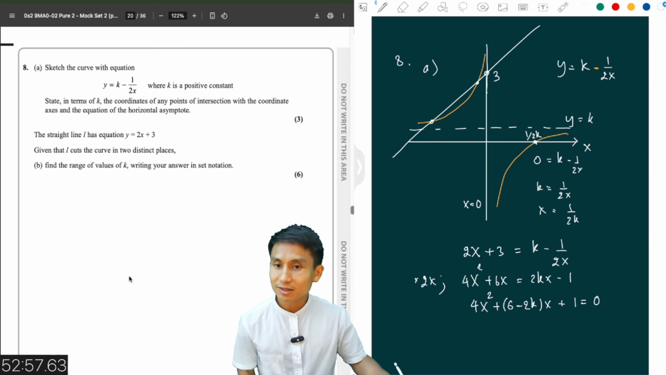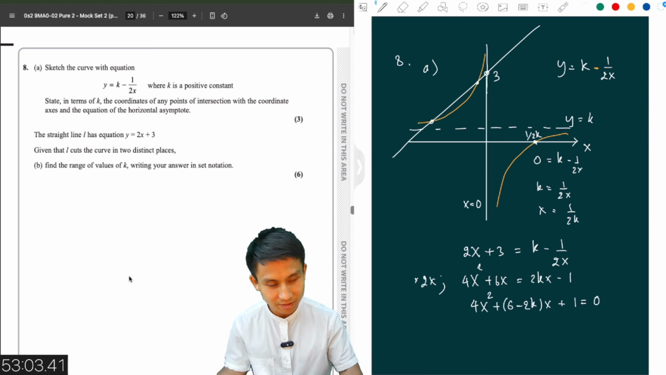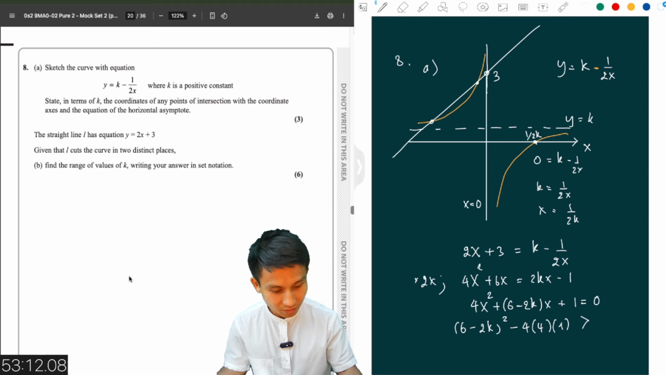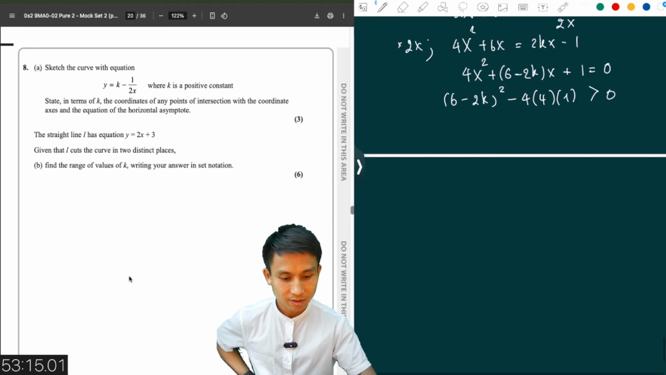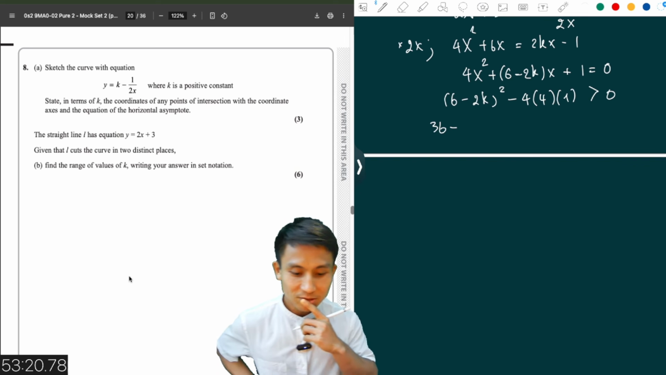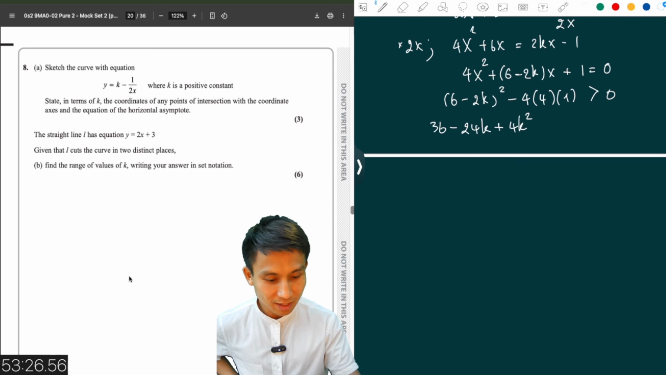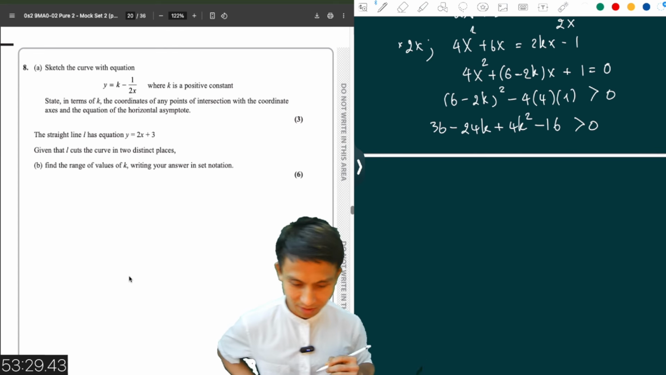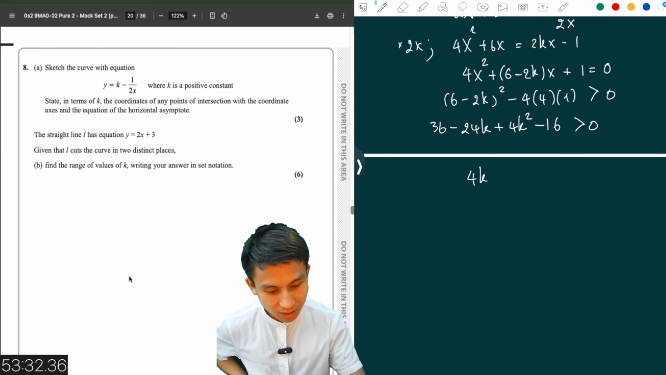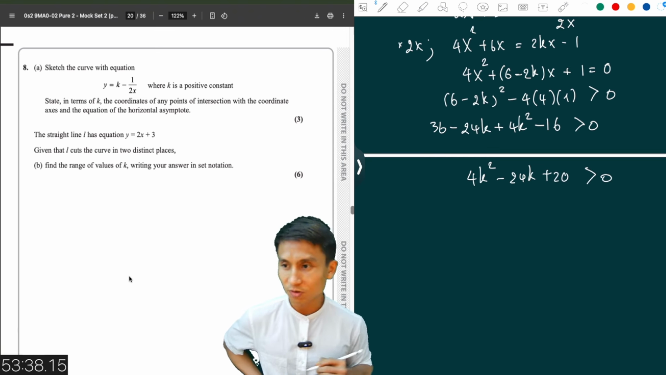Okay, and 2 distinct points. So the discriminant must be greater than 0, right? So b squared minus 4ac greater than 0, okay? Right, so expanding all that. We've got no choice, I guess. 36 minus 4 times 4 times 6, minus 24k plus 4k squared, and that's minus 16, greater than 0. And then we have here 4k squared minus 24k plus 20 greater than 0.